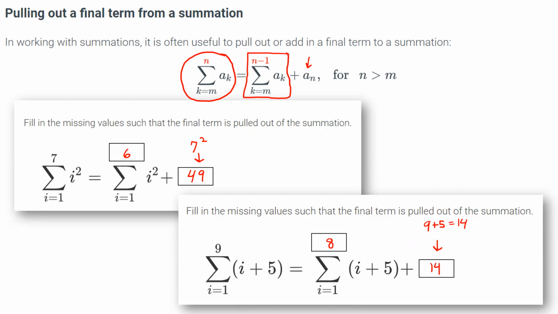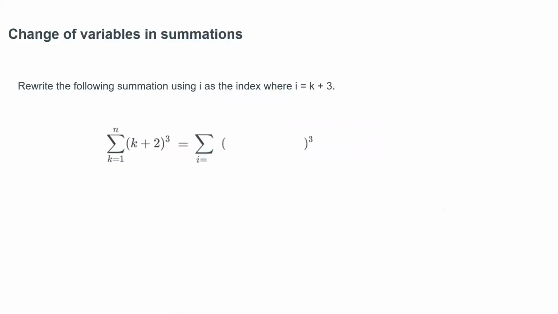Okay, so that's the one trick you're learning, how to pull out a final term. Now here's another trick, changing of variables in summations. In this example on the left, K goes from 1 to N, and I want to sum up all of the terms K plus 2, cubed. I take K plus 2, cube it, and that's a term, and I do that for everything from K going from 1 up to N.